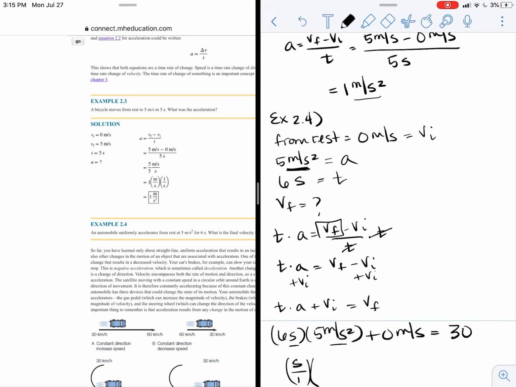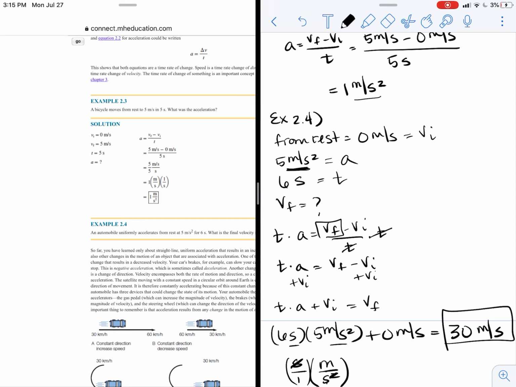Okay, that's being multiplied by meters per second squared. All right, so what's going to happen to one of these seconds here? This second and that second are going to cancel, and I'm going to be left with meters per second. So my unit here is meters per second, which is good because that is a unit for velocity.